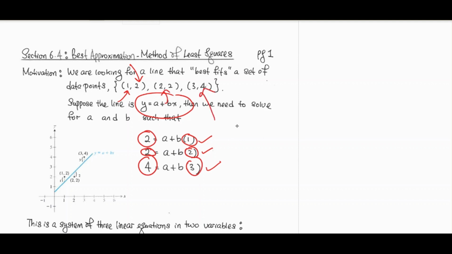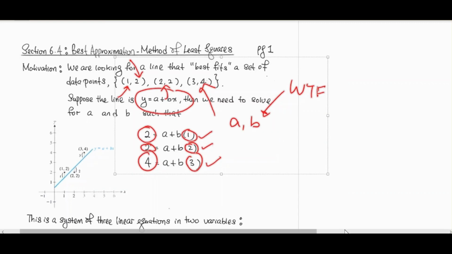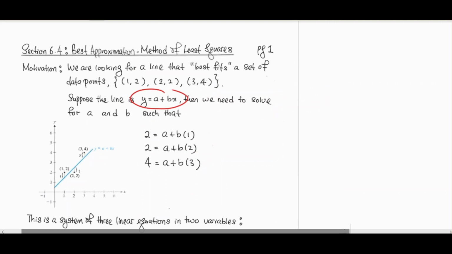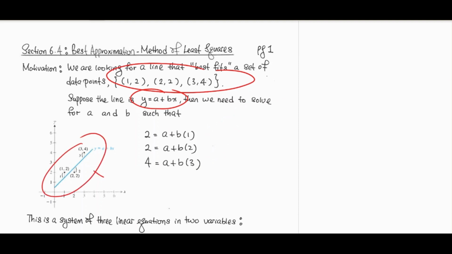Can we find a and b? So a and b is what we want to find, right? We want to find a and b that will give us a best fit line, in the sense that it minimizes error. We will talk about exactly what error means in a minute. But right now, it's pretty straightforward. We have y equal to a plus bx, and we substitute all this data into these equations, and we want to find a line. In this picture, you can see that the line doesn't even have to pass through any one of those points. We just want to find a line that minimizes error. So we'll talk about what minimizing error means.